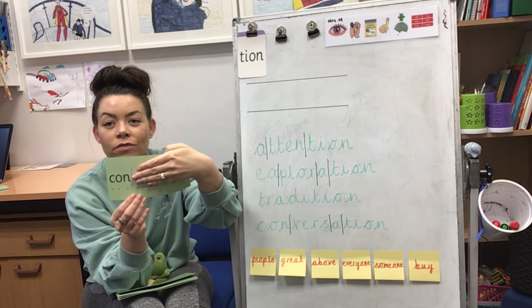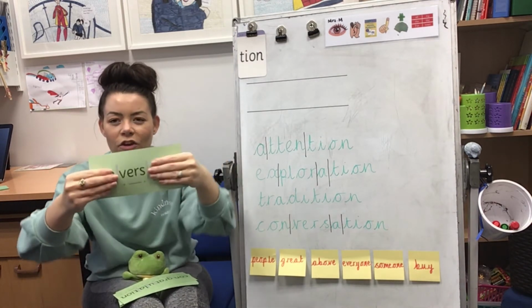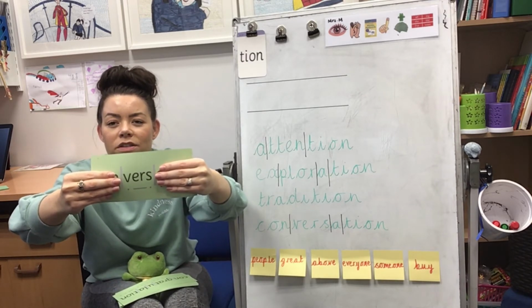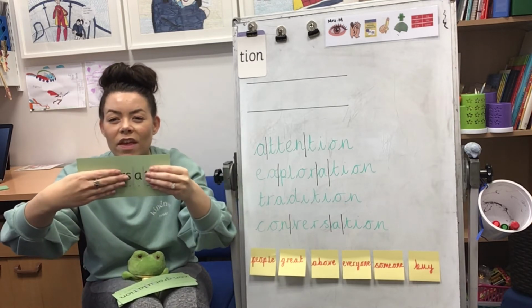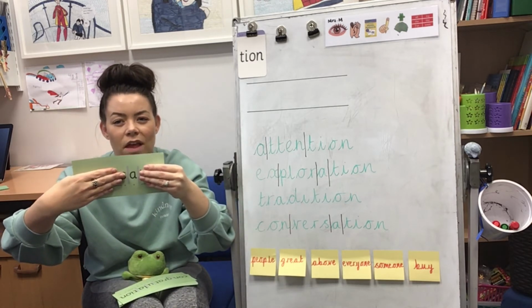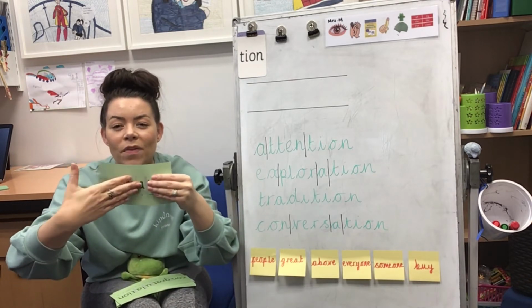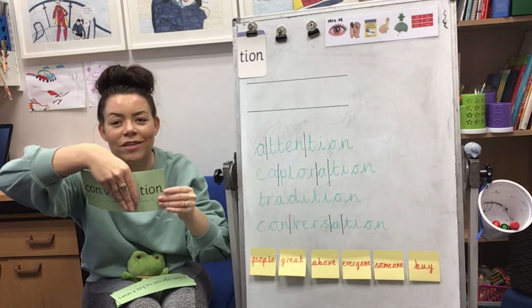Con. Okay, let's look at the next chunk. Verse, okay. This is making an A sound in this word, even though it's an A on its own. So that's A. And then the last one is our sound for today, shun. Okay, let's build it up.